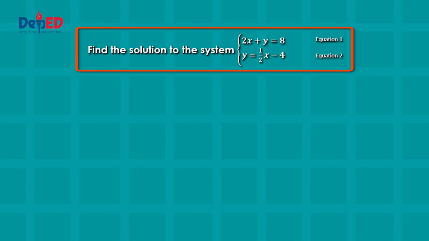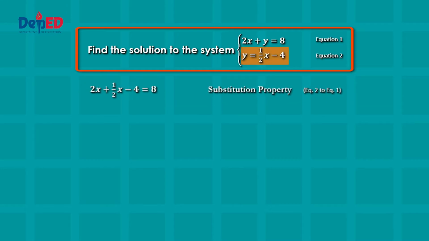Now try this. Find the solution of the system with the equations 2x plus y equals 8 and y equals 1/2 x minus 4. If you have observed, the second equation is in its slope-intercept form, which means we can directly substitute this to the first equation. So we will have 2x plus 1/2 x minus 4 equals 8. By the addition property of equality, we will have 2x plus 1/2 x equals 8 plus 4.